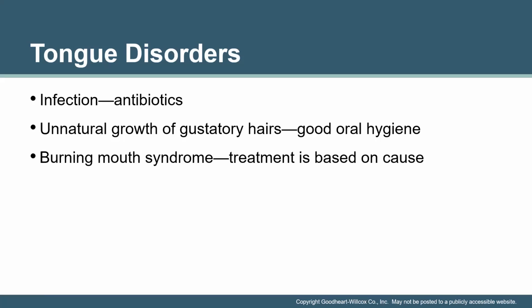You might get some unnatural growth of gustatory hairs, and this can be reduced by having good oral hygiene. If you have unnatural gustatory hairs, you might feel like you have a hairy tongue. Medications can create this, but also those of us that drink excessive coffee, tea, or use tobacco. Also, radiation treatments might cause us to go a little weird.